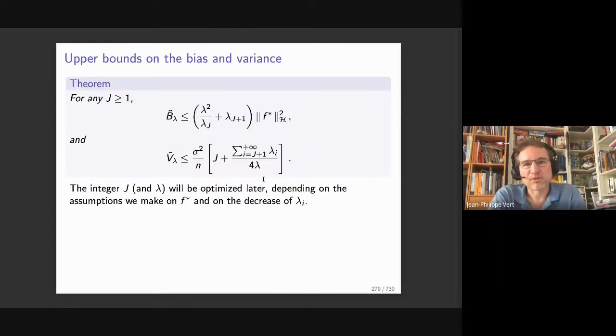Okay, so when we made this approximation, now we need to upper bound b and v as a function of lambda. And so we will do it and get these two upper bounds. So it's still not very clear from there. It's like an intermediary lemma that gives you an upper bound on B and V. The upper bound on B depends on the norm of f star. The upper bound on V depends on just some eigenvalues. And so these are upper bounds that are valid for any j, so for any integer, and we will optimize j just like we will optimize lambda. These upper bounds will hold.